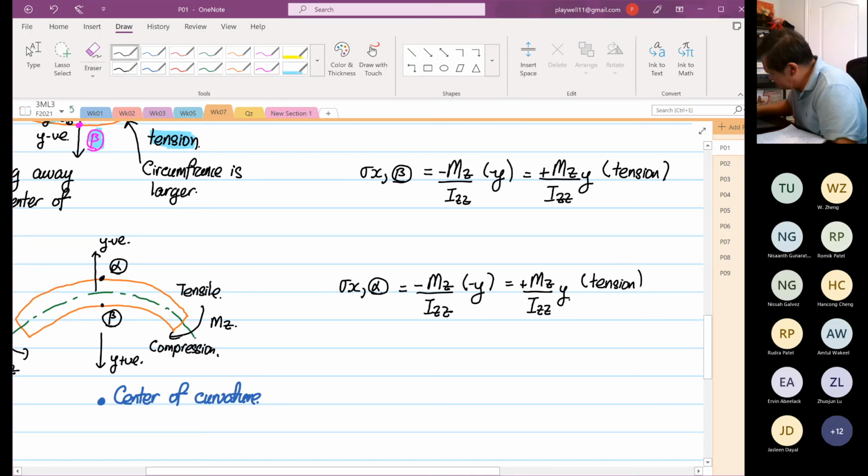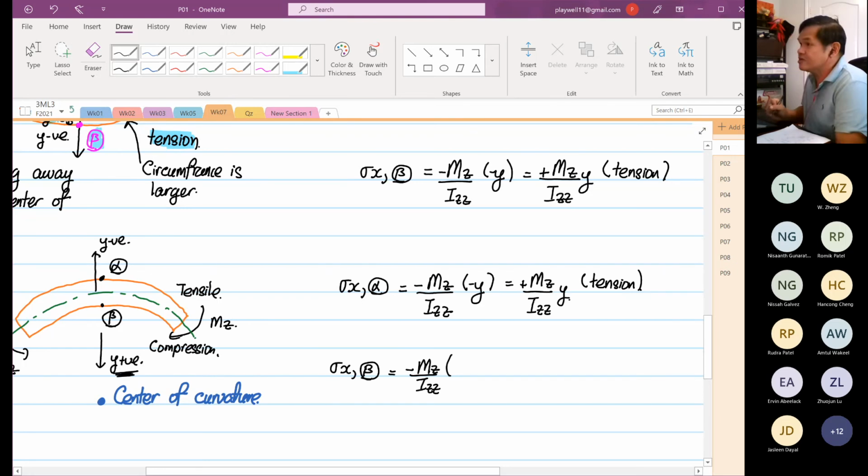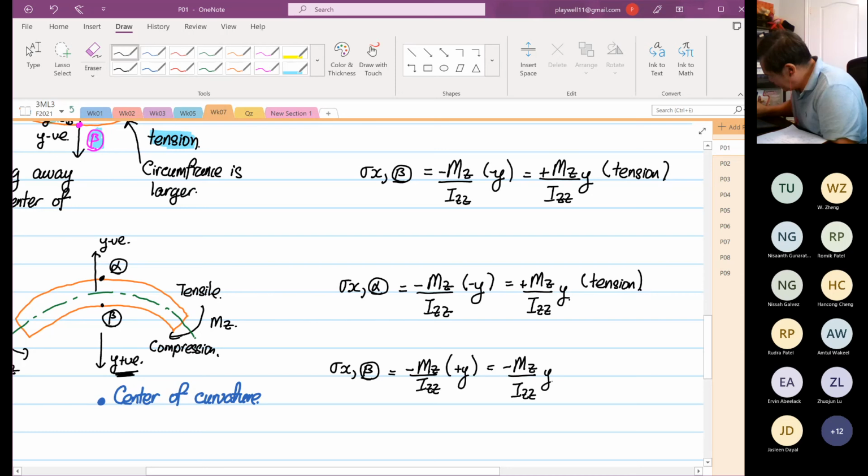And stress x at point beta: this is minus Mz over Izz. Now at point beta, Y is positive. So you put positive Y, and you have minus Mz over Izz multiplied by Y. So now it's compression.